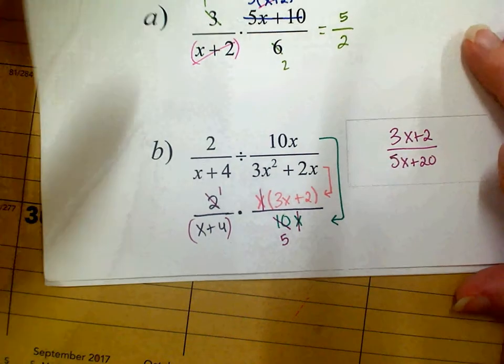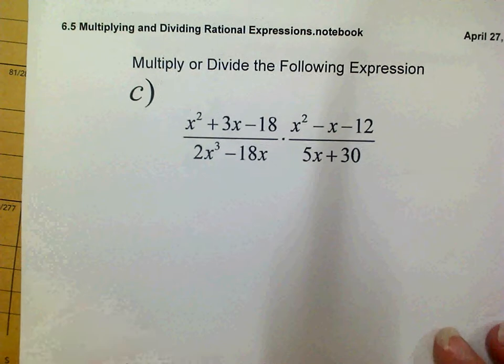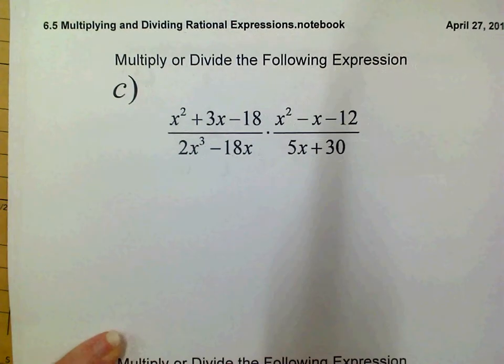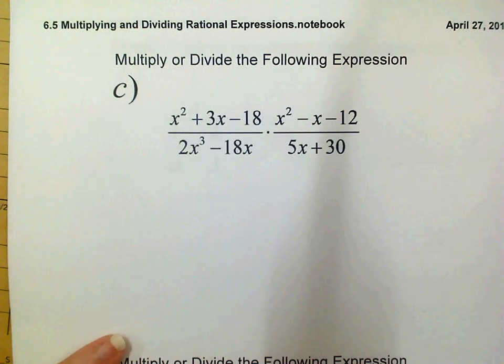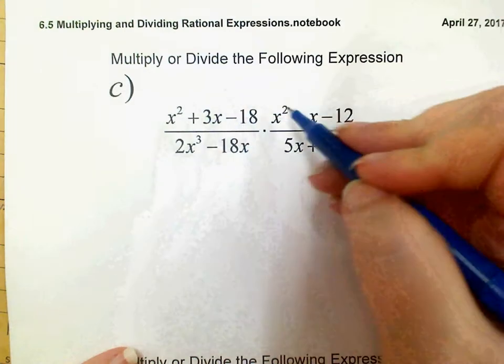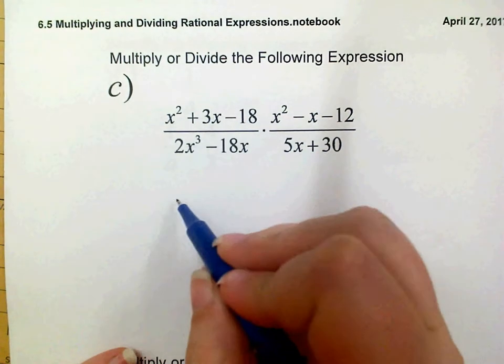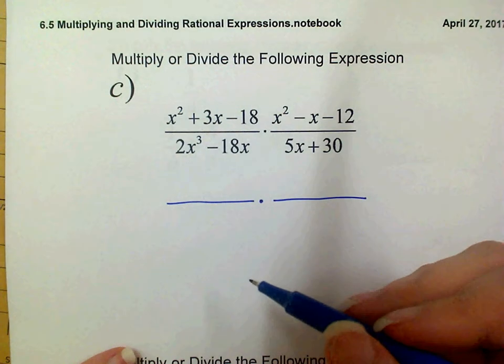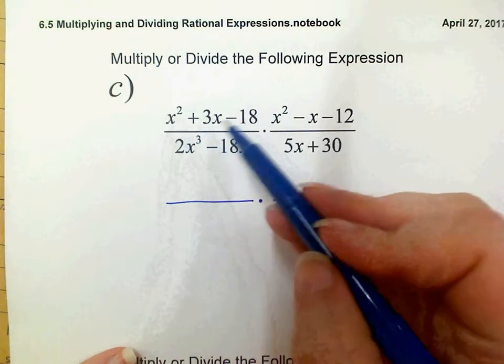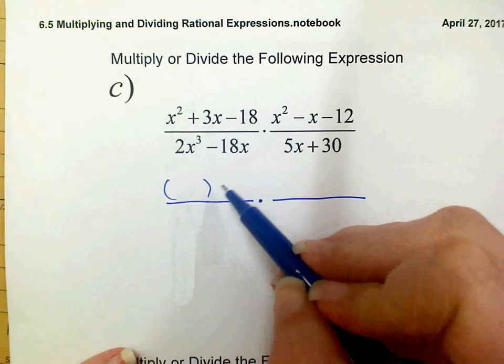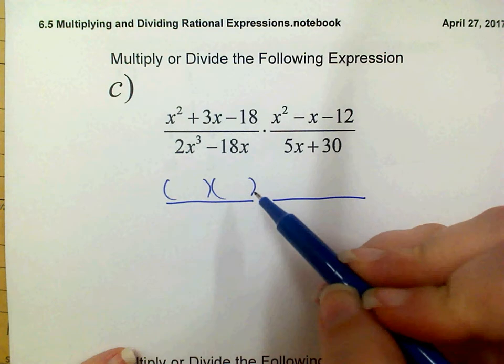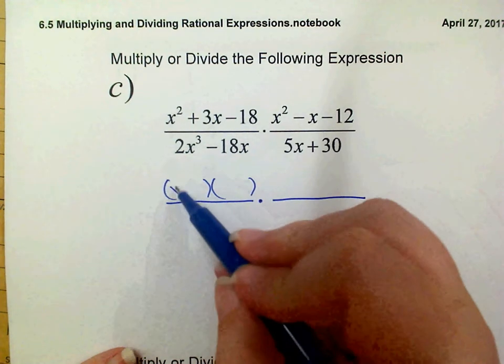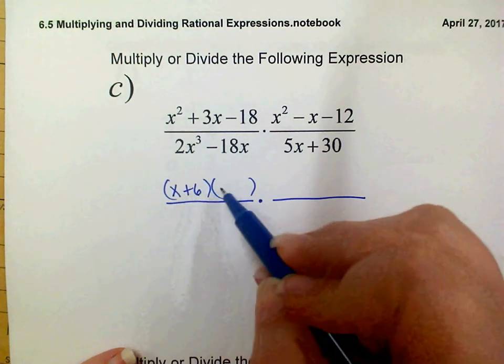On this problem, I am multiplying, so I don't have to flip anything. But what I want to go ahead and do is factor. So you can either write the factors above and below, or you can just set up a new set of fractions. I would probably just write it above and below, but we'll go ahead and keep it clean. So I notice that this is just a quadratic, and the factors of -18 that add up to +3 are x plus 6 and x minus 3. Okay.